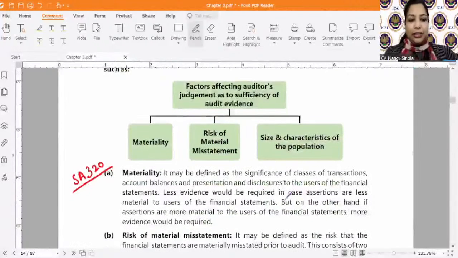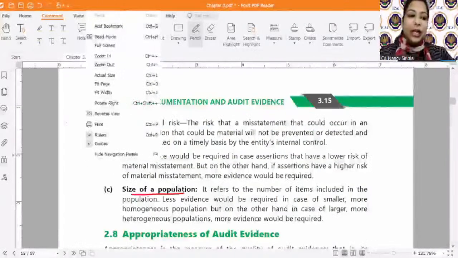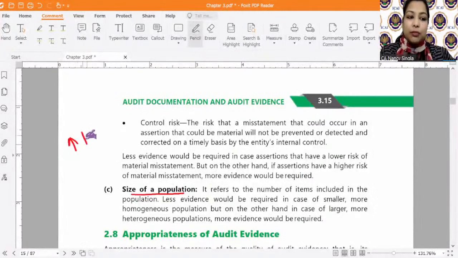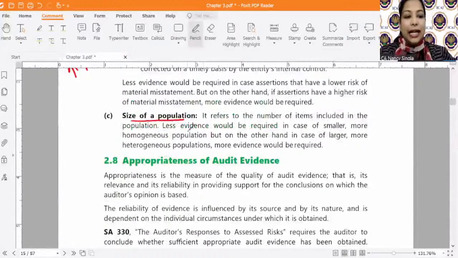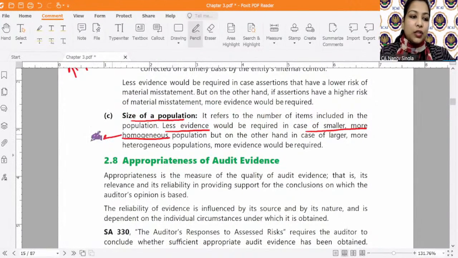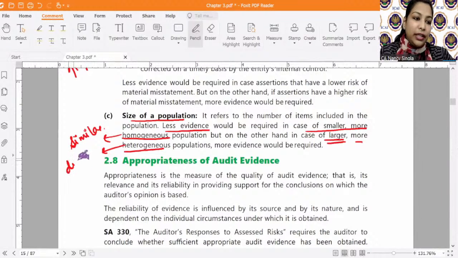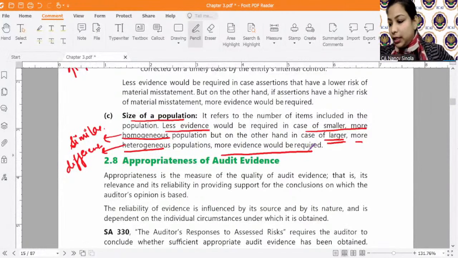So what are the factors? Factors affecting auditor's judgment as to sufficiency. Material misstatement: if the risk of material misstatement is more, more audit evidence will be required. Size of population: less evidence would be required if smaller and more homogeneous. Homogeneous is what? Similar. On the other hand, in case of larger and more heterogeneous, the dictionary meaning is what? Different. More audit evidence would be required. I hope this is clear.